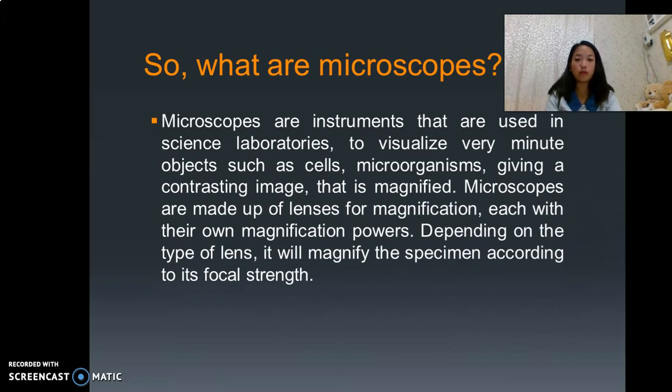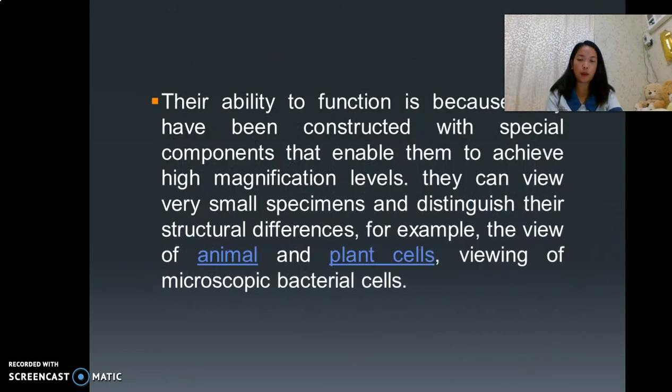Microscopes are made up of lenses for magnification, each with their own magnification powers. Depending on the type of lens, it will magnify the specimen according to its focal strength. Their ability to function is because they have been constructed with special components that enable them to achieve high magnification levels. They can view very small specimens and distinguish their structural differences. For example, the view of animal and plant cells, and viewing of microscopic bacterial cells.